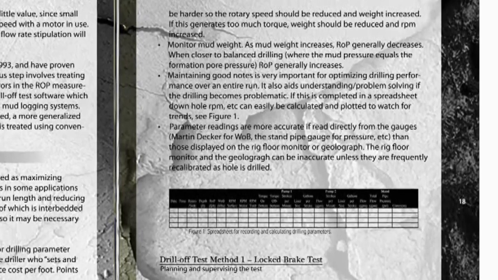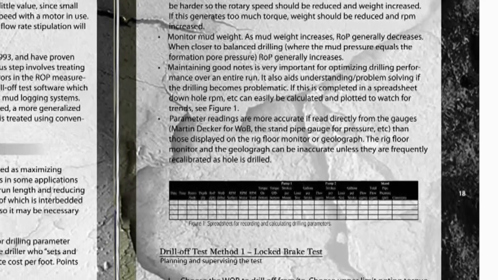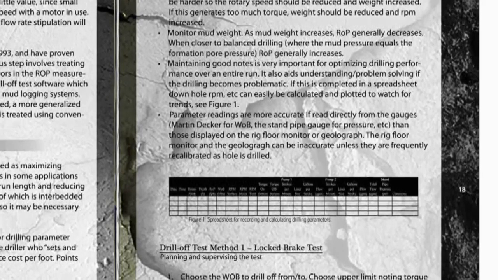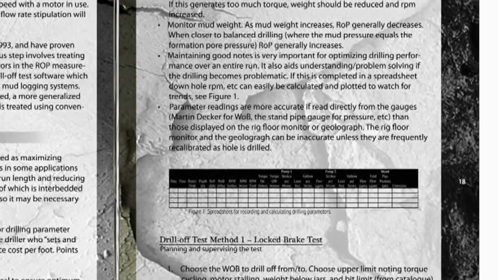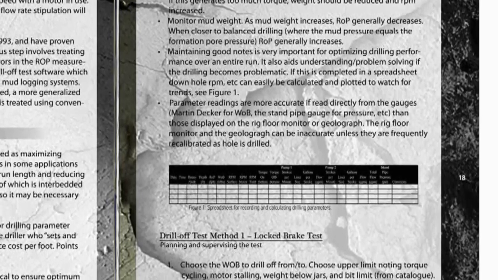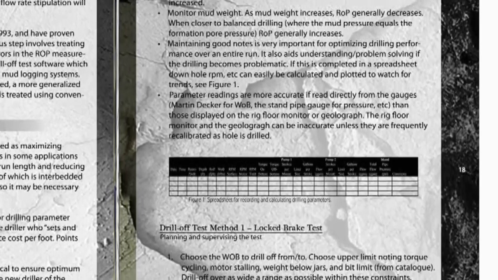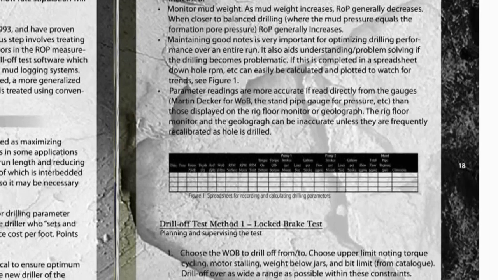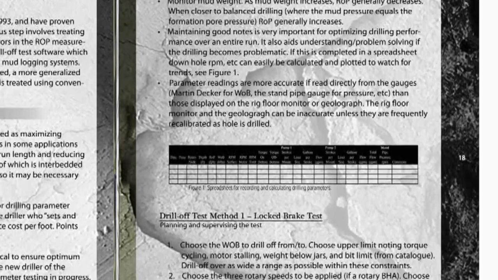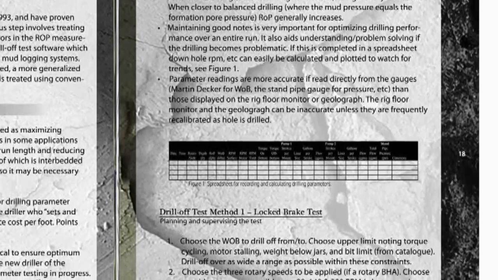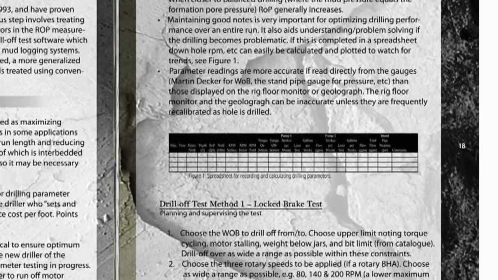Maintaining good notes is very important for optimizing drilling performance over an entire run. It also aids understanding or problem solving if the drilling becomes problematic. If this is completed in a spreadsheet, downhole RPM, etc., can easily be calculated and plotted to watch for trends. Parameter readings are more accurate if read directly from the gauges, Martin Decker for WOB, the standpipe gauge for pressure, etc., than those displayed on the rig floor monitor or geolograph. The rig floor monitor and the geolograph can be inaccurate unless they are frequently recalibrated as hole is drilled.